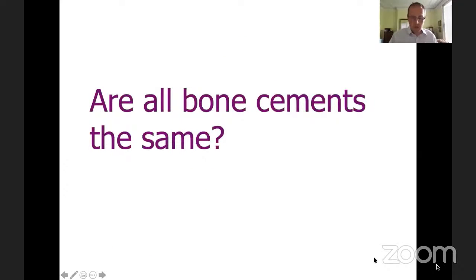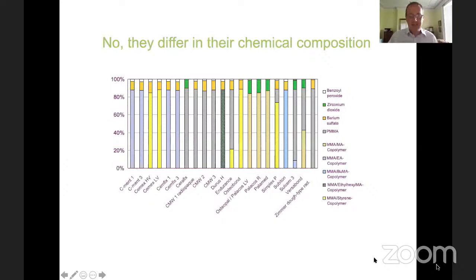So are all bone cements the same? No, they're not. And it's because they vary by their constituents, their composition, and particularly by those copolymers.